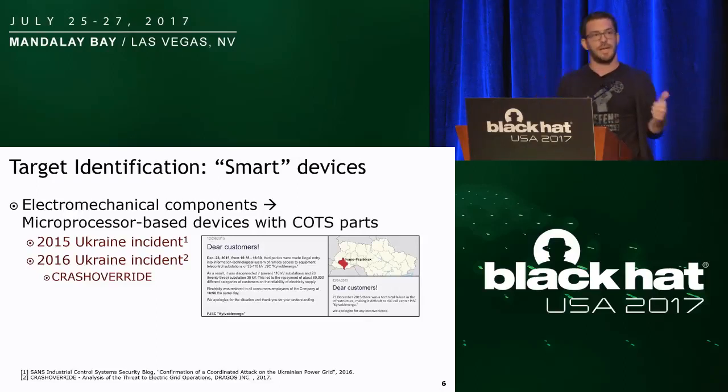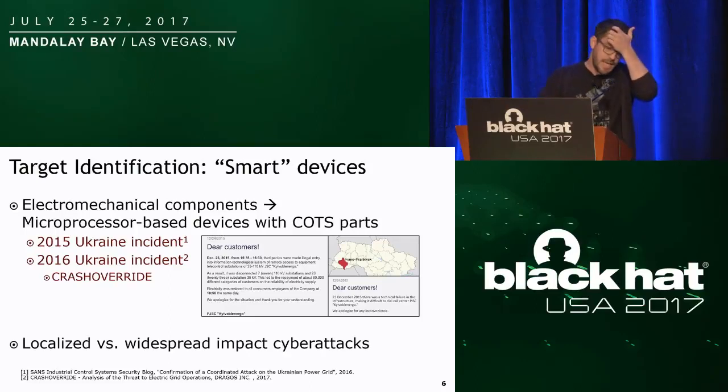So the first point I would like to make is that we're focusing on microprocessor-based devices. And the second is there's a huge difference between trying to understand a localized event in the power grid and trying to understand how you would possibly cause a cascading failure or a widespread impact, right? These are very different things, and it has been pointed out yesterday as well. So the power grid has been there for many years, right?